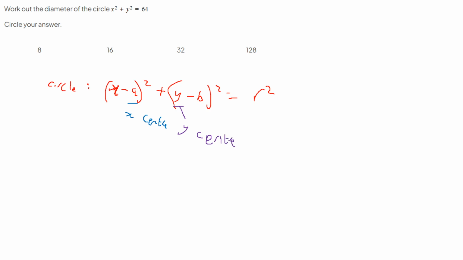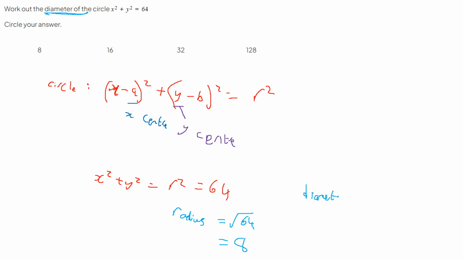Okay, so in this case we're told that x squared plus y squared is equal to r squared, and we know that r squared is equal to 64, right? So then what is r going to be equal to? R, the radius, is going to be root 64, which is equal to 8. But this question is asking us for the diameter, right? The diameter is just 2 times the radius, which is equal to 16. So the answer is 16.